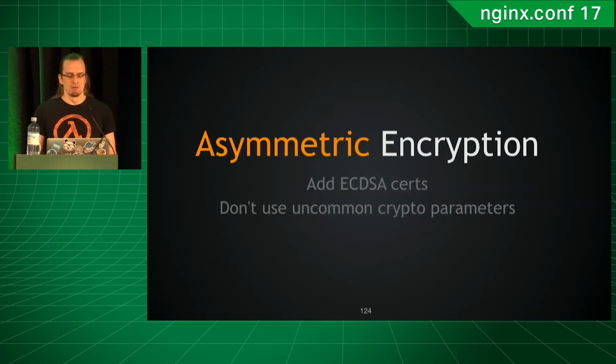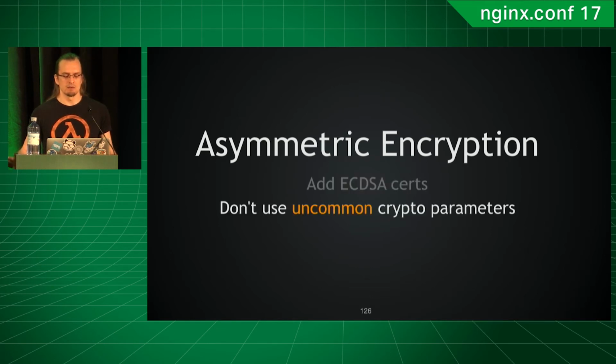For example, low speed mobile devices will pick ChaCha instead of AES because they don't have hardware support for AES. For asymmetric encryption, you should use ECDSA certs along with your RSA certs, just because they are 10 times faster on the server side. Again, on the server side.